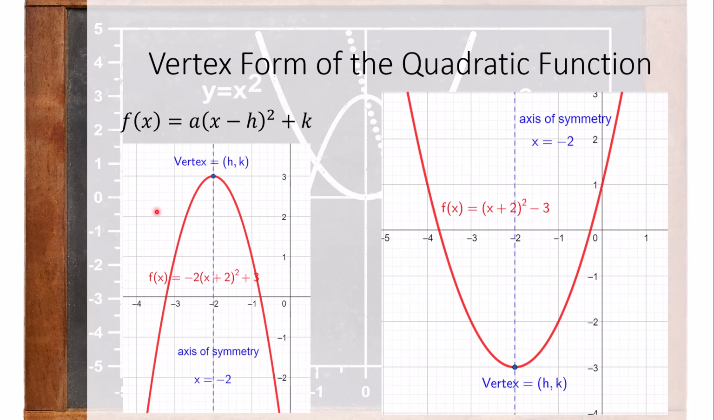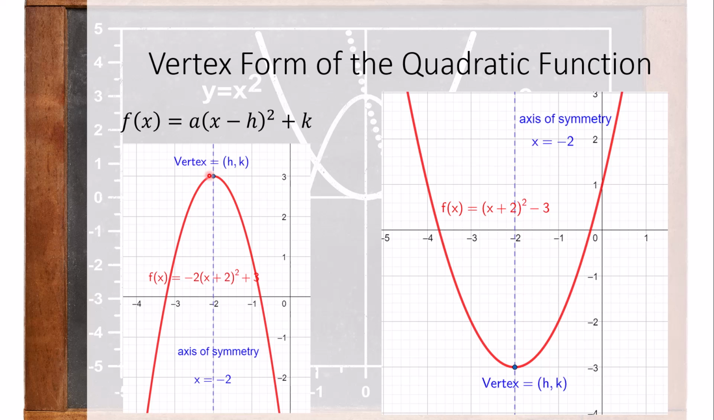Now here is the case where a is negative. When a is negative, the parabola will always open down, and the vertex, the point where it turns from an increasing direction to a decreasing direction or vice versa, is always going to be the maximum. This is a particular example of f of x being equal to negative 2 times the quantity x plus 2 squared plus 3. And the vertex is going to be at the coordinate negative 2, comma 3. And since a is negative, the vertex will always be a maximum.